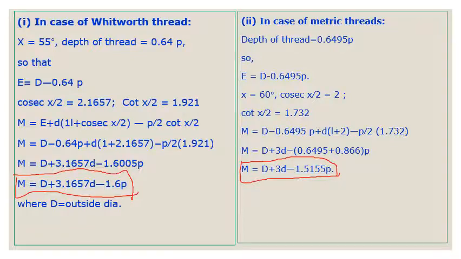So this is about the 2-wire and 3-wire method for determining the effective diameter. And these expressions, or these effective diameters, play a very important role in characterizing screw threads. The wires which we use for the 2-wire method or 3-wire method, we call them best size wires.